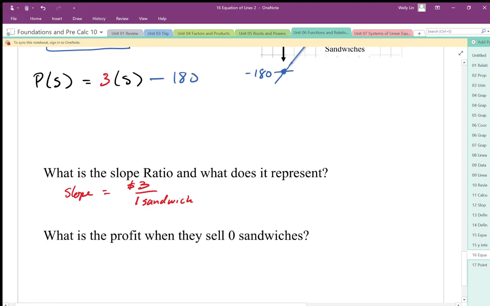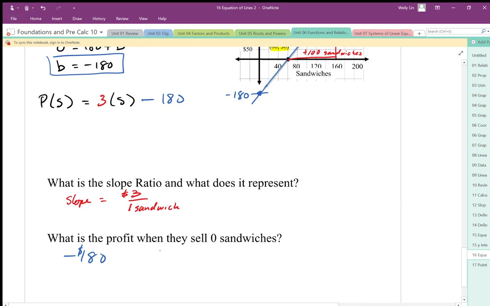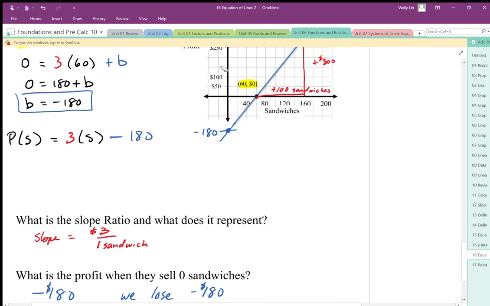What's the profit when they sell 0 sandwiches? Well, that's going to be my y-intercept. So when I sell 0 sandwiches, my profit is going to be $180 loss. Okay, so we lose $180. And again, the units are going to have to be consistent with the y-axis unit because the y-intercept represents a y value.